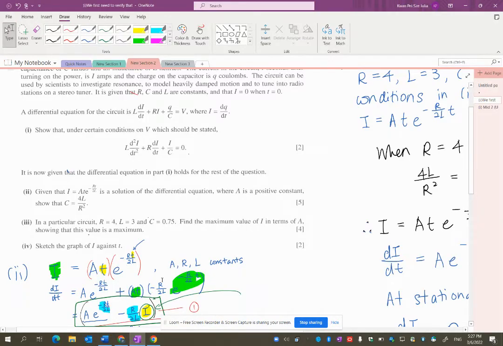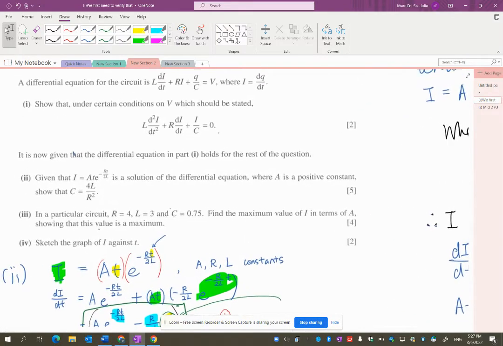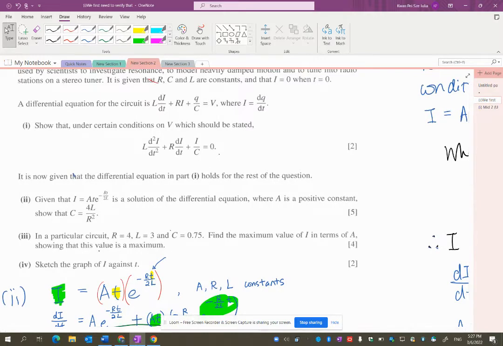Okay, so now we are doing part 3. It says that in a particular circuit, so now we are looking at a specific circuit, R is 4, L is 3, and C is 0.75. So the three constant values are given. We are to find the maximum value of I in terms of A, and also to show that this value is a maximum.